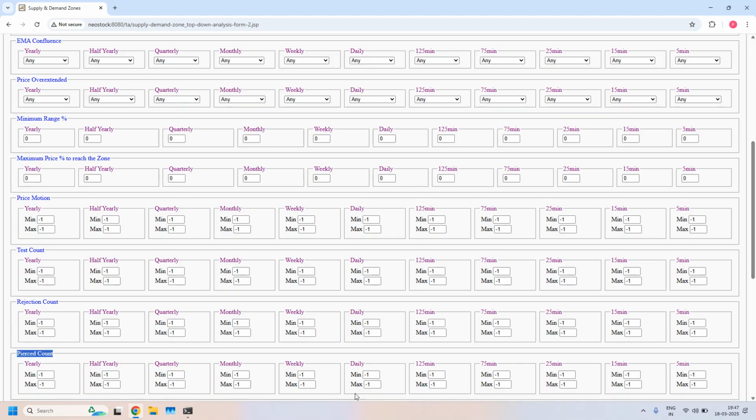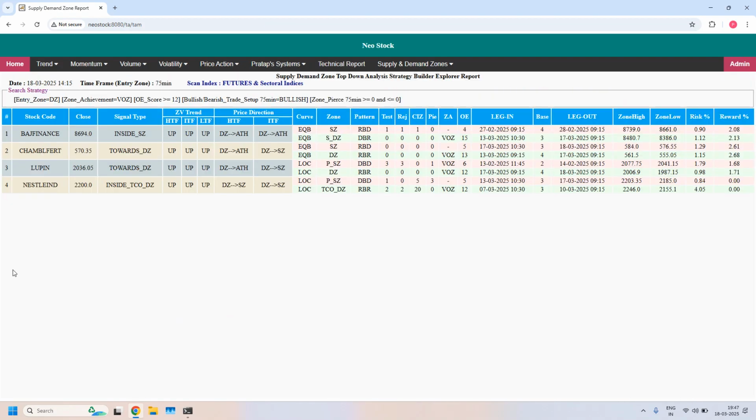So in the pierced count, at 75 minutes time frame, I am setting minimum value 0, maximum value 0. That means pierced count should be 0 for the 75 minutes demand zone. If pierced count 0 means zone is not pierced. Simple. Let's filter. We got 4 stocks. So these 4 75 minutes demand zones are currently supporting bullish trade setup for weekly income trade.